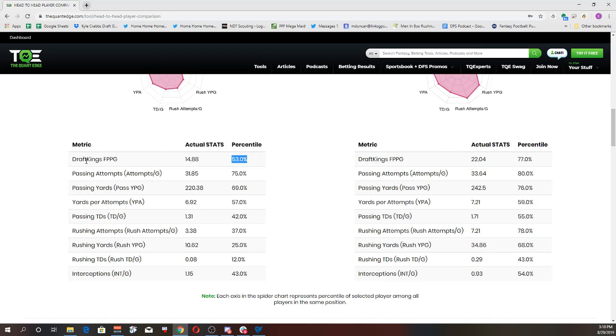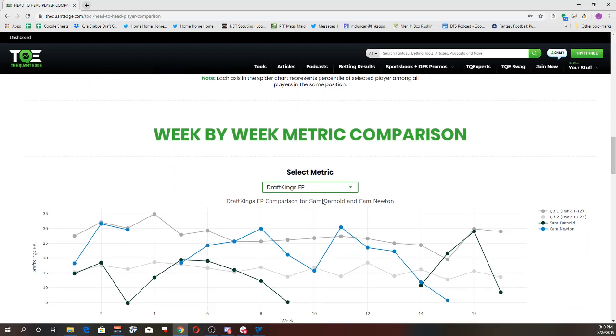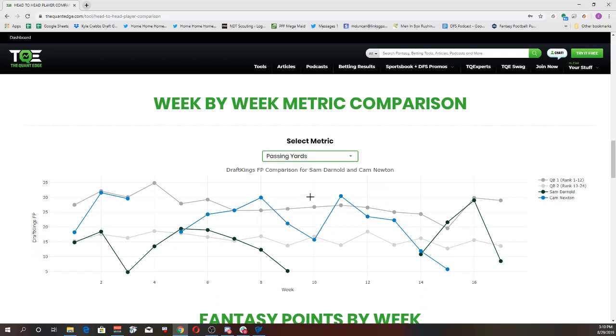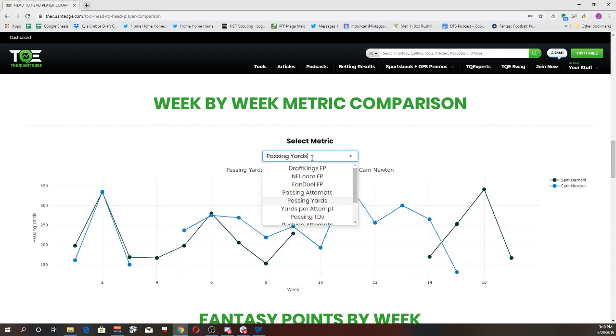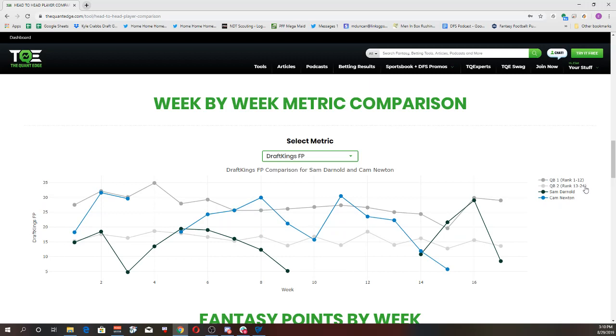So we compare pass attempts, pass yards, yards per attempt, passing touchdowns, rush attempts, rushing yards, rushing touchdowns, and interceptions. And then we can compare any individual statistic, and we can compare Cam Newton and Sam Darnold. And when we look at fantasy points, we also look at quarterback 1 and quarterback 2. We can see where they are on the spectrum.